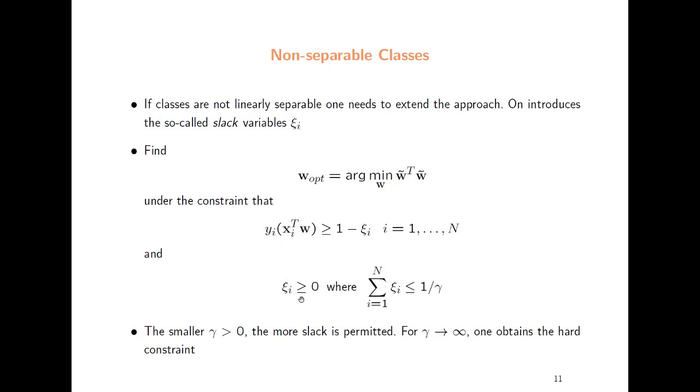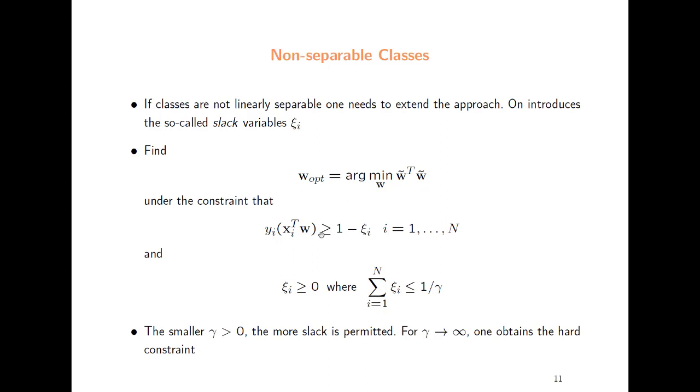So the psi_i should be non-negative, and the sum should be smaller than 1 over gamma, where gamma is a parameter to pick. So the larger this gamma is, the more slack is permitted. And again, for gamma towards infinity, this becomes 0, and we don't allow any slack. This is how it is mathematically formulated.